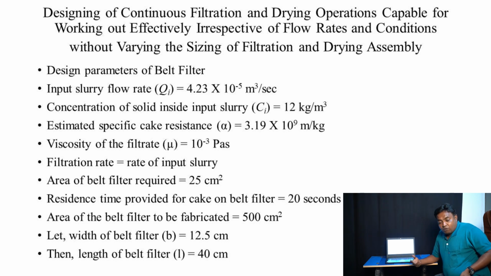The area of the belt filter required is 25 square centimeter, but the residence time provided for the cake on the belt filter is 20 seconds. Therefore, the total area of the belt filter to be fabricated is equal to the area swept by the belt filter in 1 second times the total time provided for the cake on the belt filter, which is 500 square centimeter. By assuming the width of the belt filter as 12.5 centimeter, the length of the belt filter has been estimated, and it is 40 centimeter.